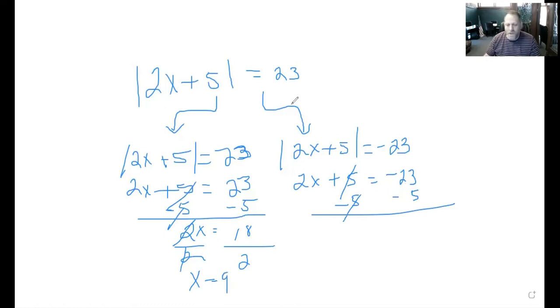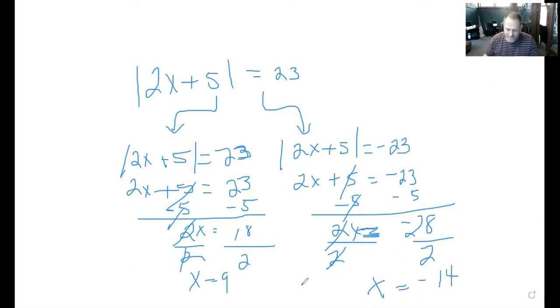And over here on this side, 2x equals negative 28. So divided by 2. And x equals negative 14. So x equals 9 and x equals negative 14. All right, guys, let's go to C.